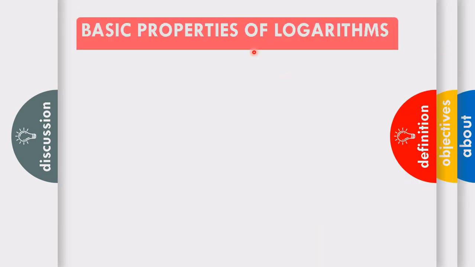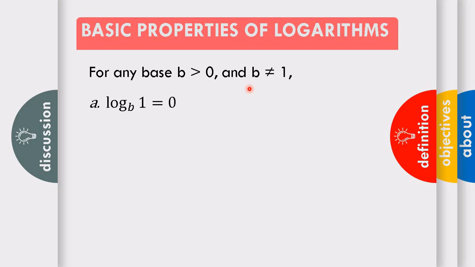So next are the basic properties of logarithms. These properties are used to solve logarithms. Okay, so again, the restrictions. The first property is log of 1 to the base b is equal to 0. So if the argument is 1, for any base, the answer is 0. Next, we have log of b to the base b is equal to 1. So if the argument and the base are equal, the value is 1.